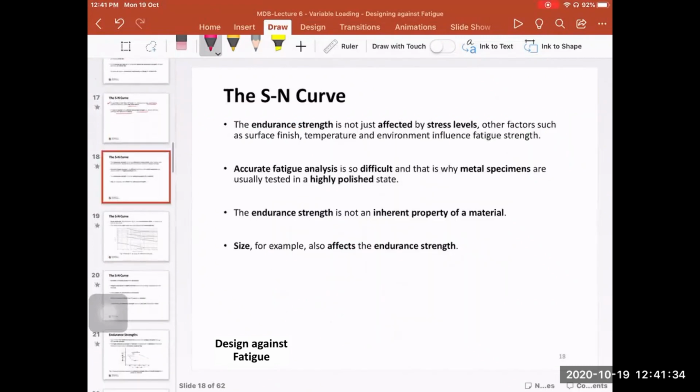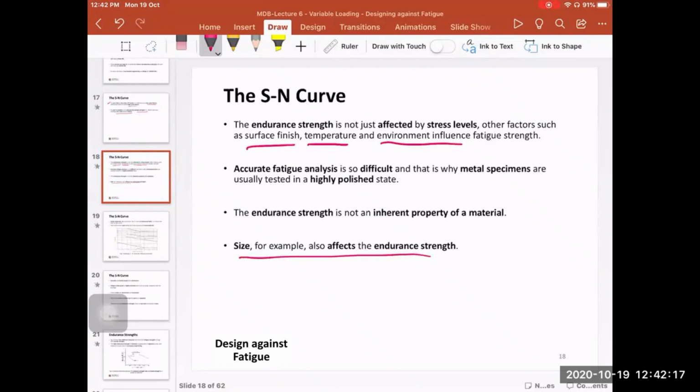But in fact, the stress level is not the only factor that affects the endurance strength. There are other factors that affect the value of the endurance strength that you get out of those curves, including the surface finish. For example, if you change the surface finish of the specimen, you would get a different value for the endurance strength. If the material is tested at high temperatures or sub-zero temperatures, you will get a different value for endurance strength.